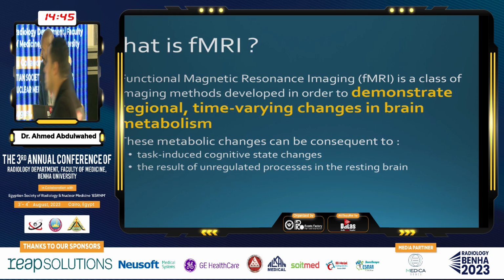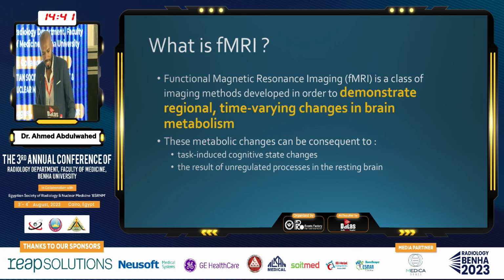So at the start, what is fMRI? It's a class of imaging techniques to demonstrate the regional and time-varying change in the brain metabolism. These metabolic changes can be consequent to a task-induced cognitive state change, or as a result of downregulation or upregulation processes in the resting brain.